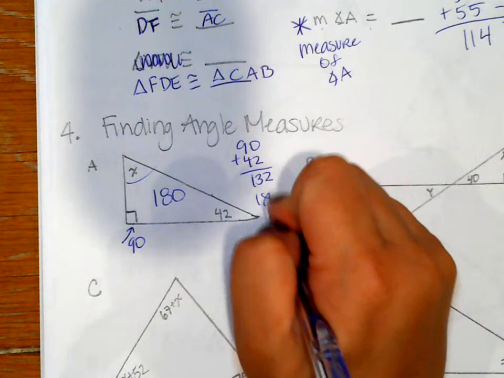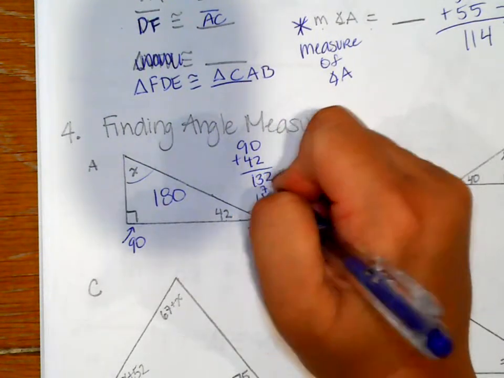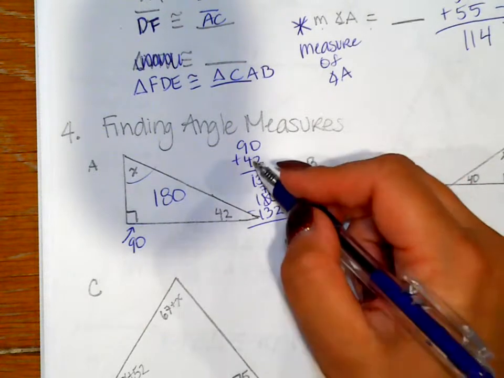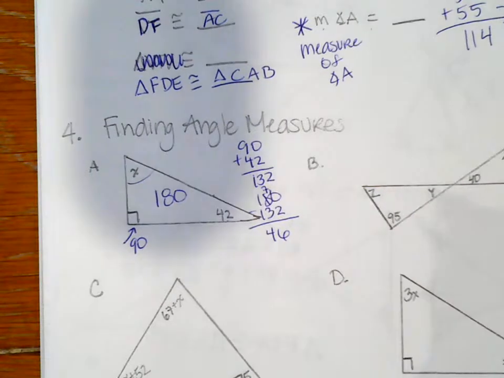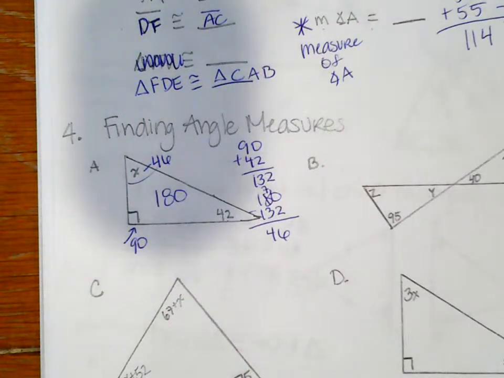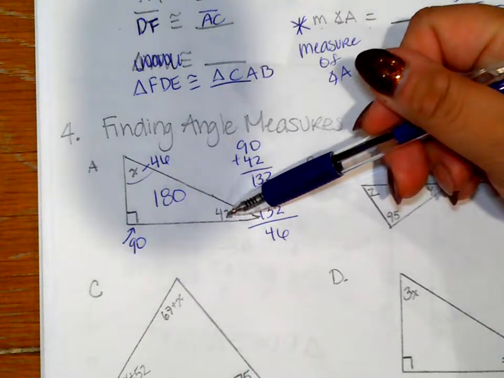I'm going to subtract that from 180. And what I was saying earlier is I see a lot of people make simple math mistakes in their subtraction or addition, things that make your life a little bit harder, maybe making you miss a couple points on your test. So this one right here is 46. You can always check your work. This plus this have to equal 180 to be a triangle.